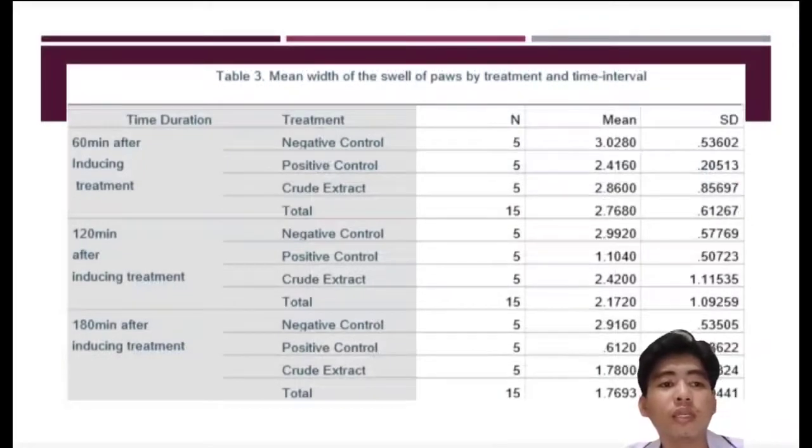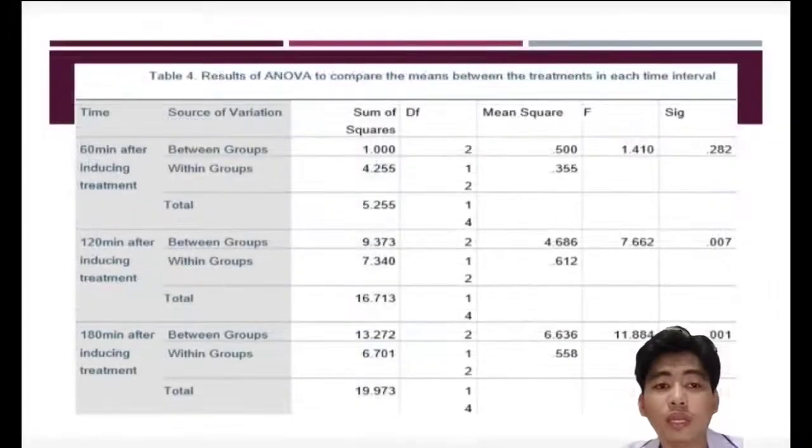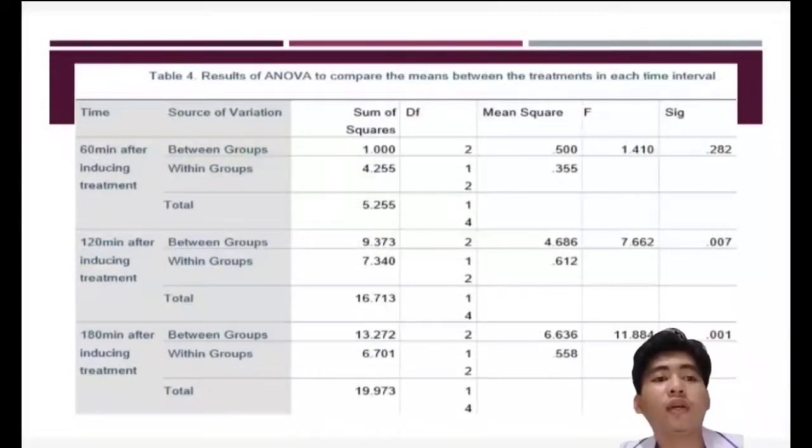So for Table 3, mean width of the swell of paws by treatment and time interval. Table 3 shows the width of the swell of the paws of the cheeks in the 3 treatment groups and in the given time intervals. There are differences in the amount of swell between 3 treatment groups in the 3 time intervals. To determine whether these differences are significant, the one-way ANOVA analysis is computed. For Table 3, these are the results of ANOVA to compare the means between the treatments in each time interval.